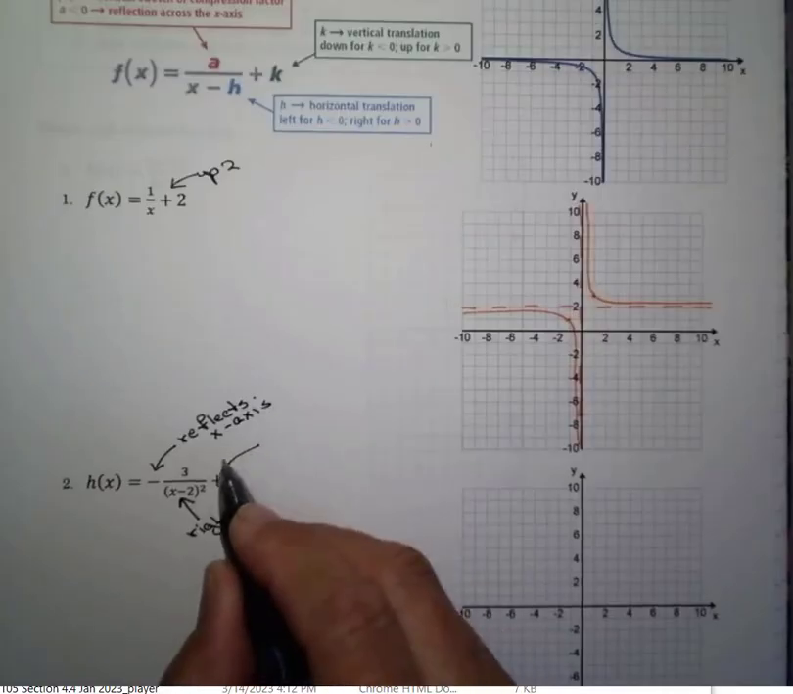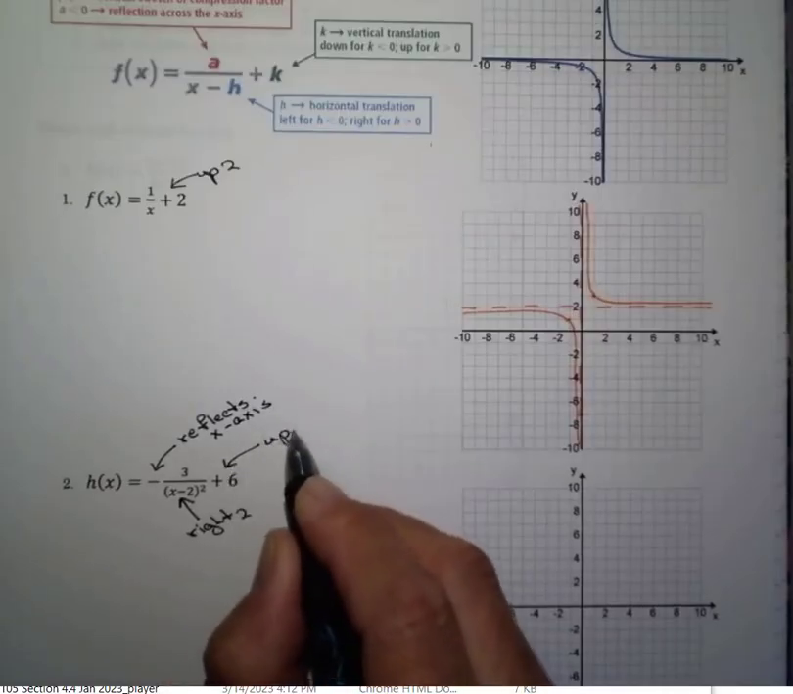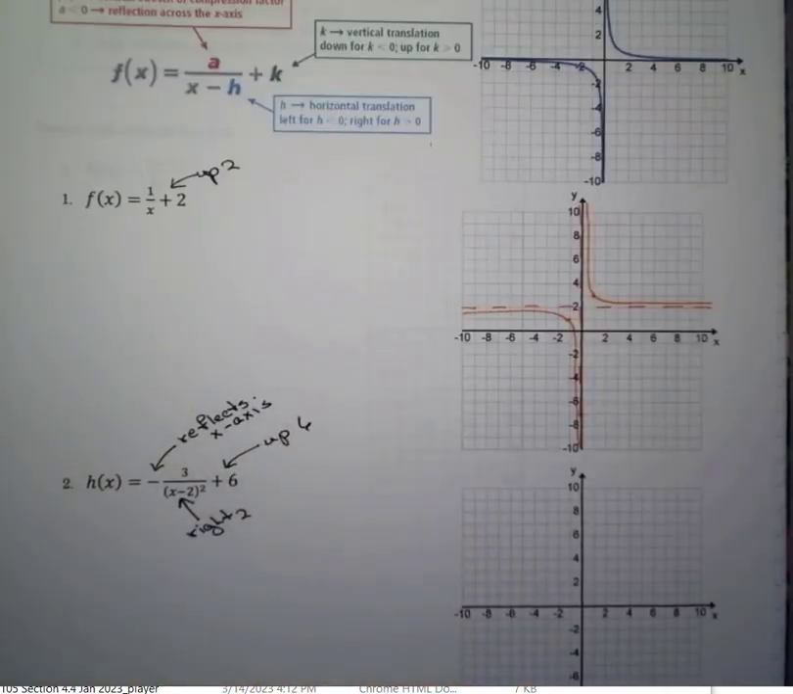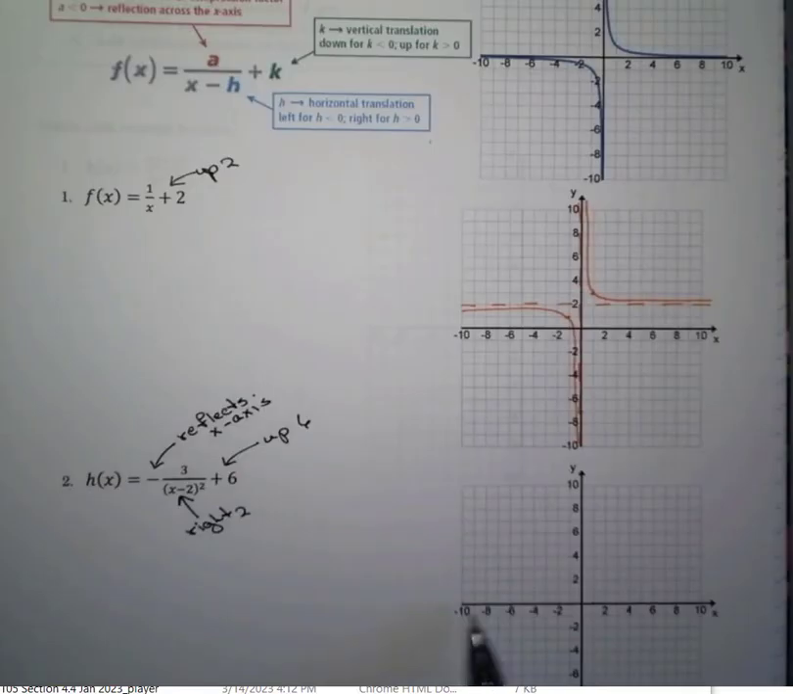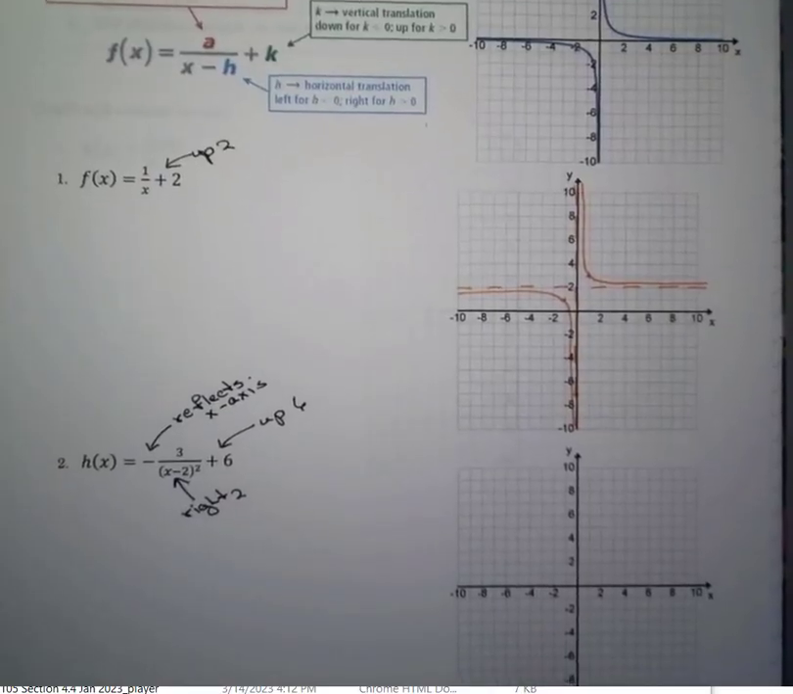And then my +6 over here says go up 6. Now all I'm going to do is move my axes. I'm going to move my x and y axis, because that's where this thing actually centers around. It's using those as asymptotes. I'm going to move them up 6 and to the right 2.